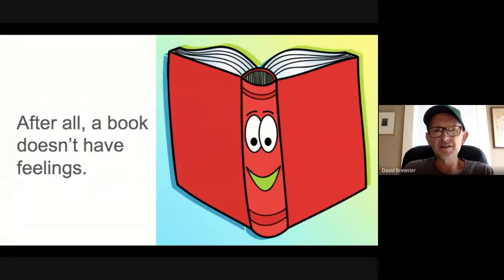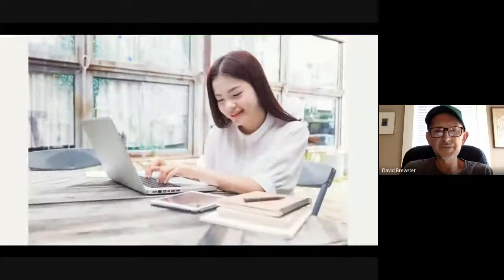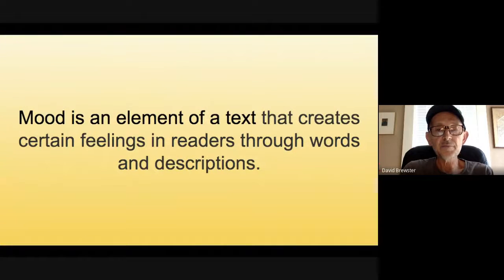After all, a book doesn't have any feelings. But when an author sits down to create a text, one of their main goals is to create a mood, a feeling in the reader. They want the reader to feel a certain way. That's part of the job of the author. So when we get down to a definition, what we say is that mood is an element of a text, or one part of a text, that creates certain feelings in readers through words and descriptions.